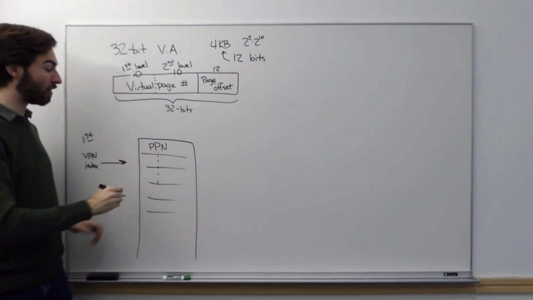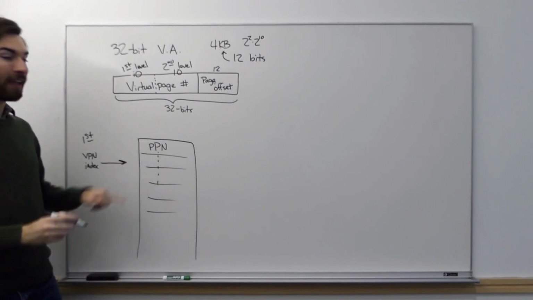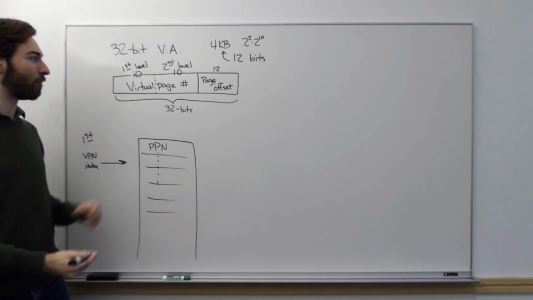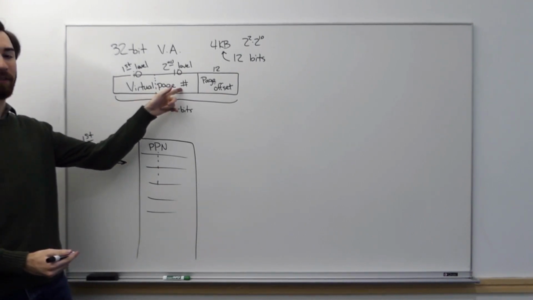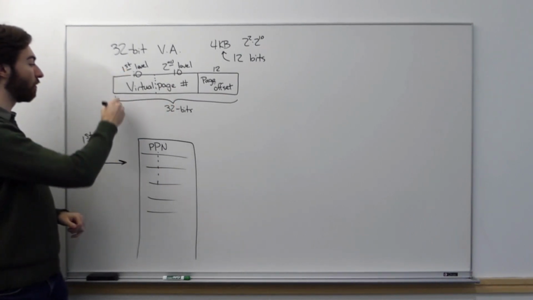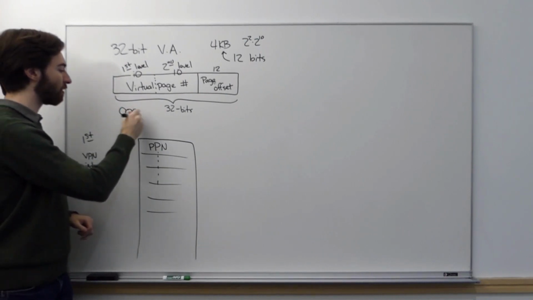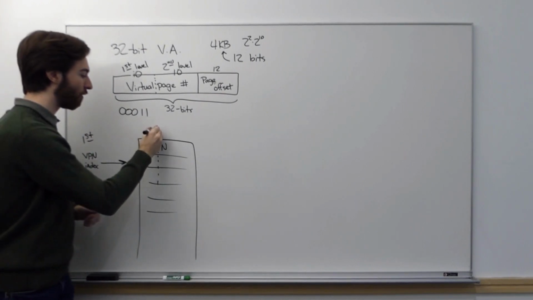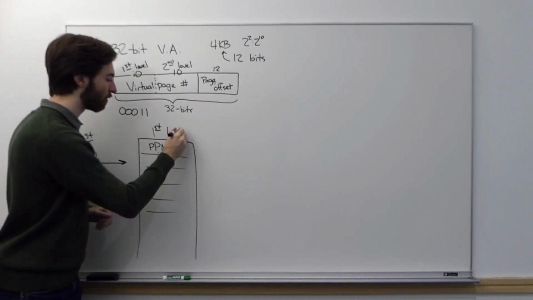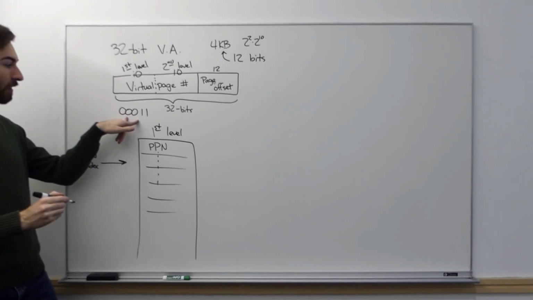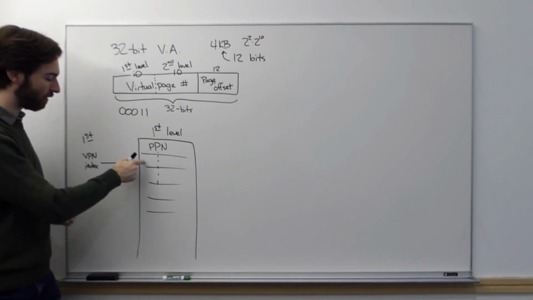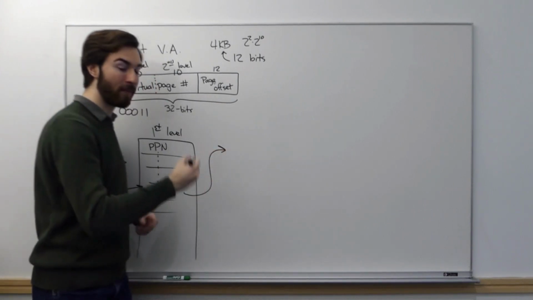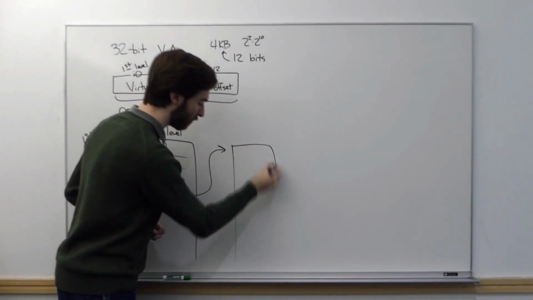Inside the first level page table isn't the physical page number yet. It would be a pointer to where the second level page table is, that we would index into with the second level offset. So let's say these bits were like 00011 with a whole bunch of zeros at the beginning. If this was our first level page table, we would go to offset 11, so 3. We would go here. This would have a pointer to some second level page table.